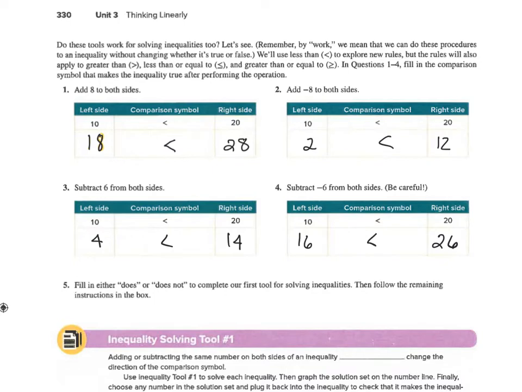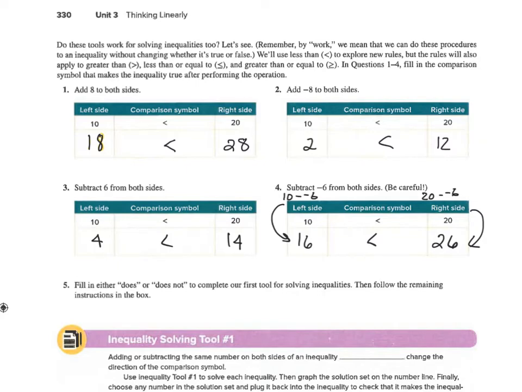Okay, so take a moment to inspect 2, 3, and 4. Is it the same thing you got? I suspect 2 and 3 are just fine. For some of us, subtract negative 6 from both sides. Remember, that is 10 minus a negative 6. That's why that is 16. And 20 minus a negative 6. That is why that is 26.